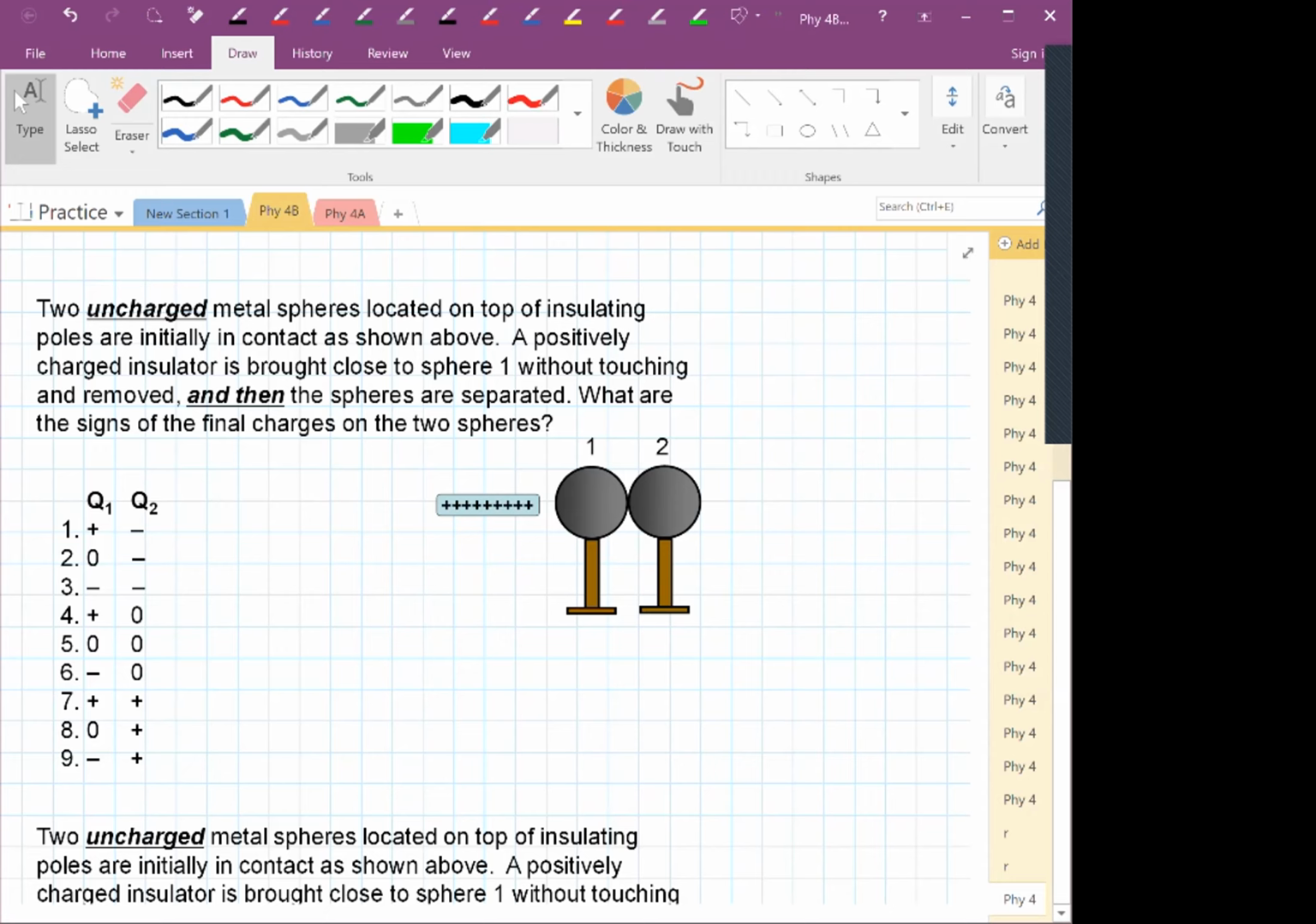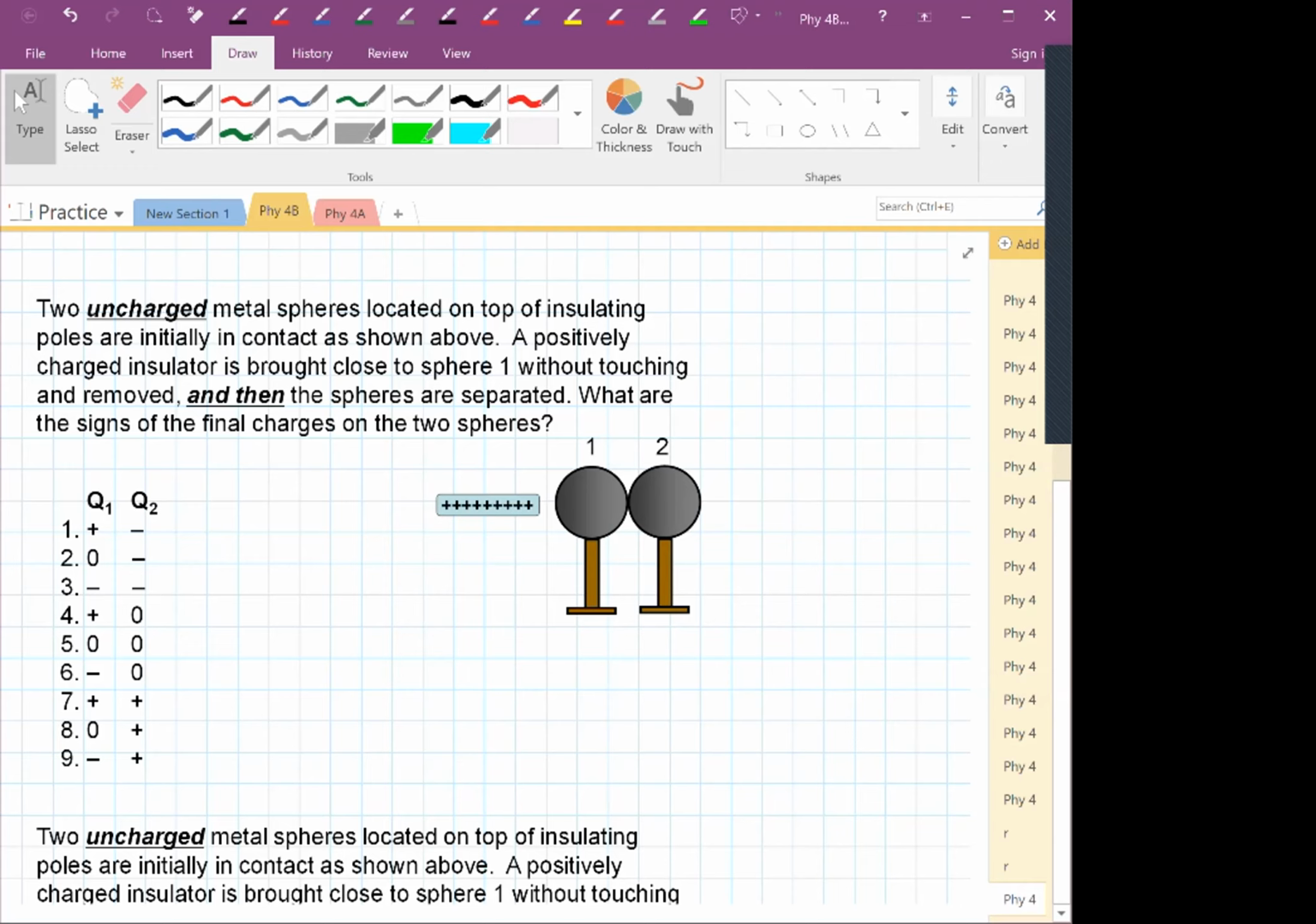Okay, so what do we have here? We've got our two metal spheres. So these are uncharged metal spheres. They are conductors, and they're isolated. We bring up a charge, they're touching each other. We bring up a charged rod, and then we remove that charged rod, and then we separate the two conductive spheres. What's the charge on each sphere after we go through this process?